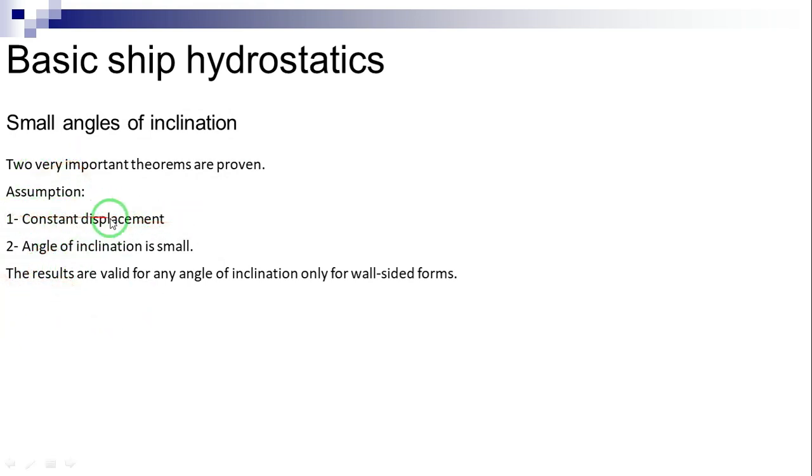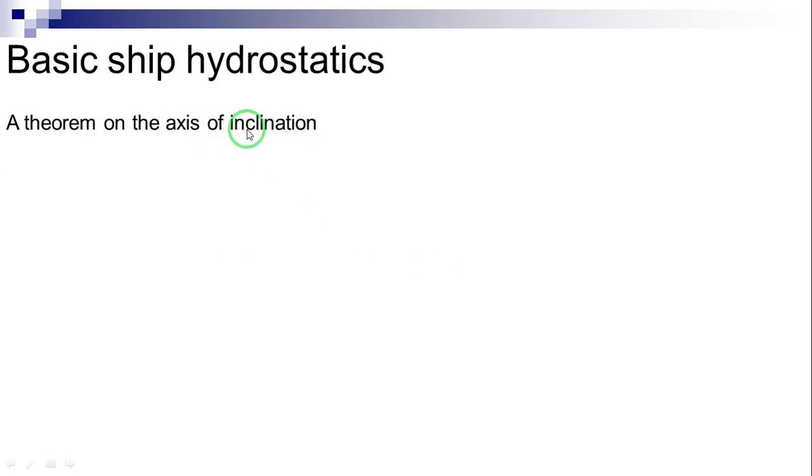A second assumption in this section is that the angle of inclination is small. The results developed under this assumption are valid for any floating body. The results are valid for any angle of inclination only for floating bodies belonging to a particular class of forms called wall-sided. A theorem on the axis of inclination.